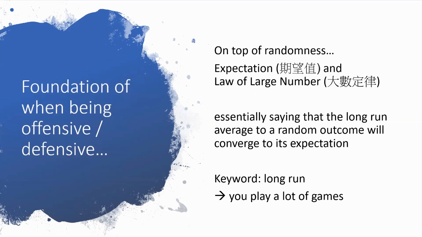And now we try to go into the discussion of when we should be offensive and defensive. For tile efficiency, the whole theory actually builds on randomness, while for when to be defensive and offensive, it actually builds on the law of large numbers. The law of large numbers is a very useful and popular tool frequently encountered in statistics literature. It essentially means that the long-run average of a random outcome will converge to its expectation.